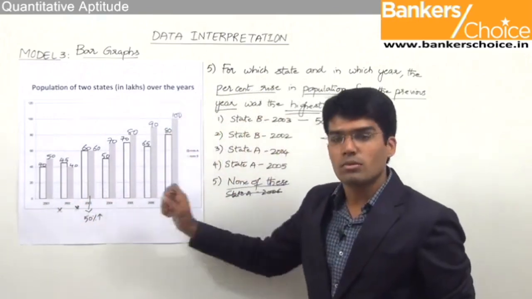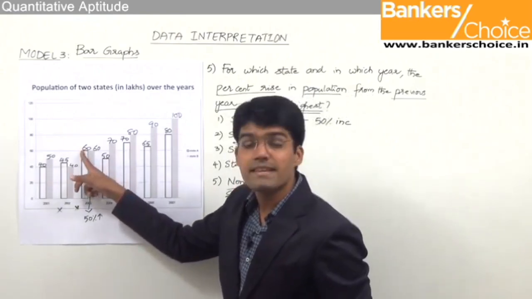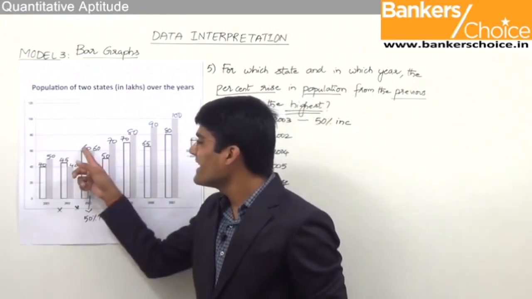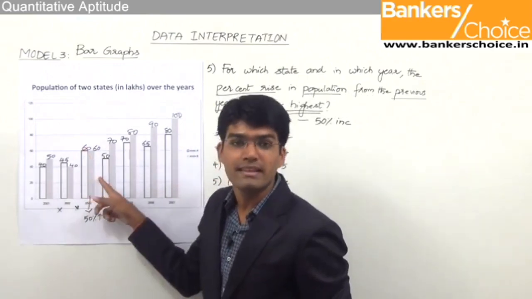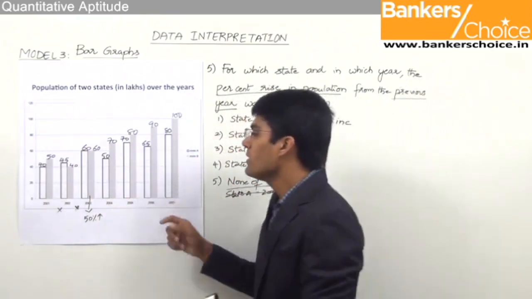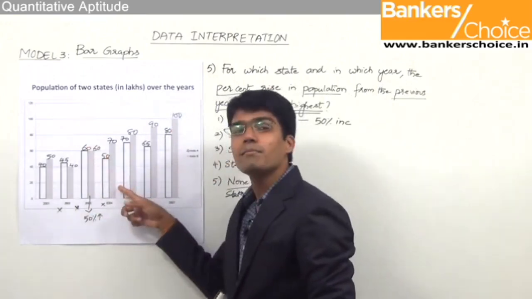Now state A in 2004. In 2004, state A is 50. Previous year it is 60. That means very clearly in 2004 the population of state A is decreasing but not increasing. And here we are supposed to find out percentage increase. So no way 2004 can be the answer for state A. Why? Because here the population is actually decreasing but not increasing.